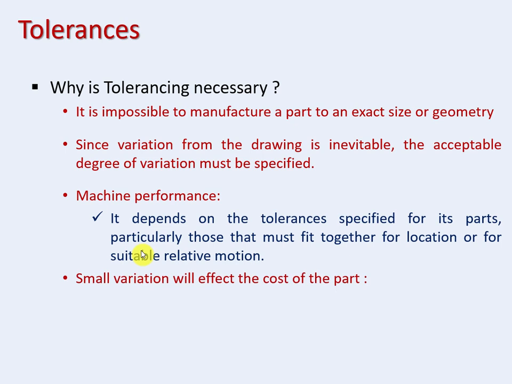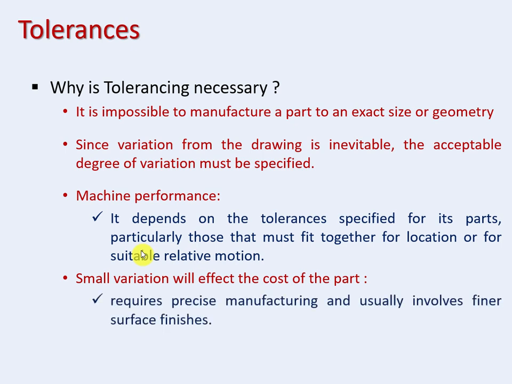Small variation will affect the cost of the part. When the variance or the tolerance is very small, that means you will use special tools, special machines, and a skilled person to produce the part, and this will affect the cost too much. And also, when the tolerance value is very, very small, that means you reject many parts, and this will affect the cost also.